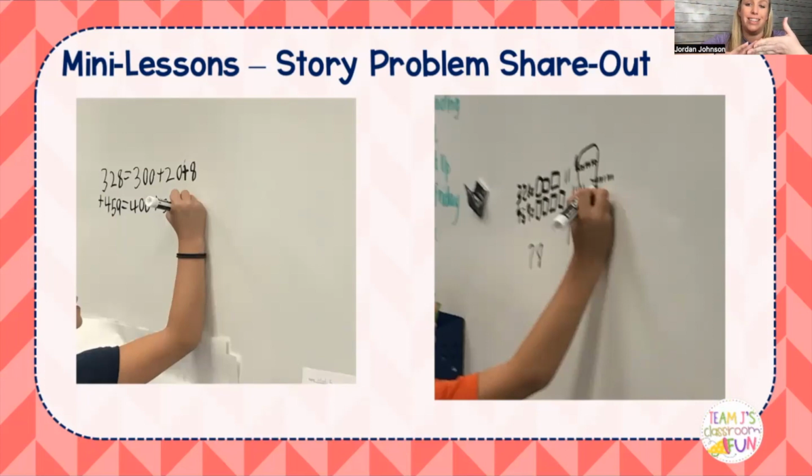But this gives them a chance again to explain their thinking and also practice their math communication skill. And all of these I tie into whatever our lesson is. So like if I'm doing geometry, I'm probably not doing a story problem share out. So you have to kind of tie your mini lesson into whatever your main skill is that day. But these are just some ideas of what you could do.